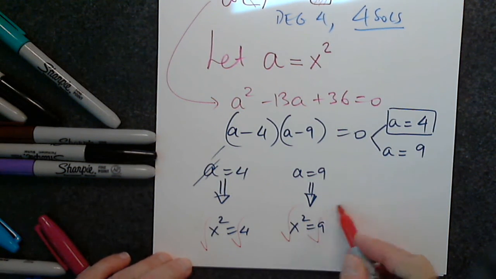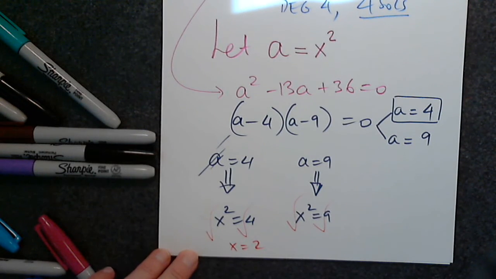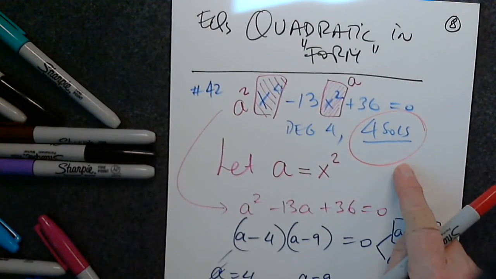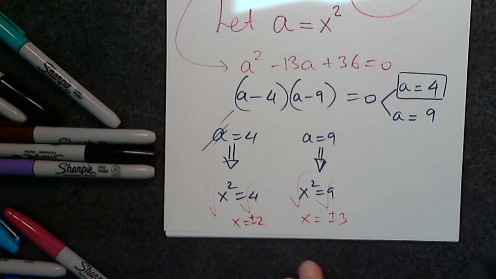Be very careful because if you apply the square root and you write x equals 2, that's wrong. Plus or minus. Yes. And then the other one? Plus or minus 3. How many solutions did we expect? 4. Here they are. The solutions are plus or minus 2, plus or minus 3.